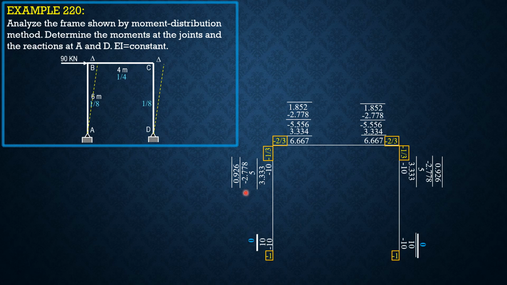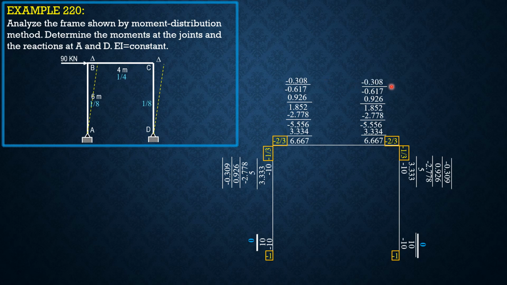Carry over, so 0 here. Half of 1.852 is 0.926. Half of 1.852, 0.926. Then 0 here. 0 also here. 0.926 times negative 2/3 is negative 0.617. 0.926 times negative 1/3 is negative 0.309. 0.926 times negative 2/3, negative 0.617. 0.926 times negative 1/3, negative 0.309. Then carry over, so 0, 0 here. Half of negative 0.617 is negative 0.308.